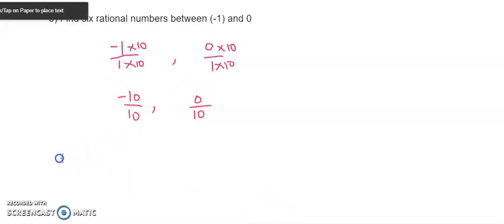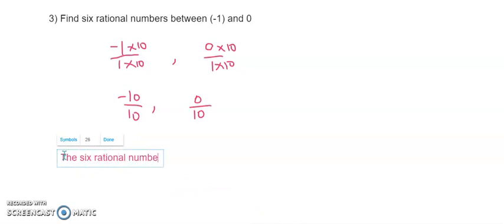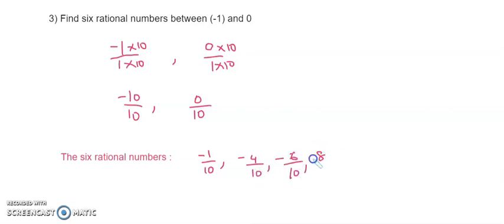So which are the six rational numbers? I have many options, but I'm going to take these. Okay, from 0 to negative 1, I can take negative 1 over 10, I can take negative 4 over 10, negative 6 over 10, negative 8 over 10, and negative 9 over 10. Am I done? No, I need to take one more. So let's take negative 3 over 10, right? So I got my 6 rational numbers, indirectly by finding decimals or fractions between the two given integers. Am I clear? Next question.